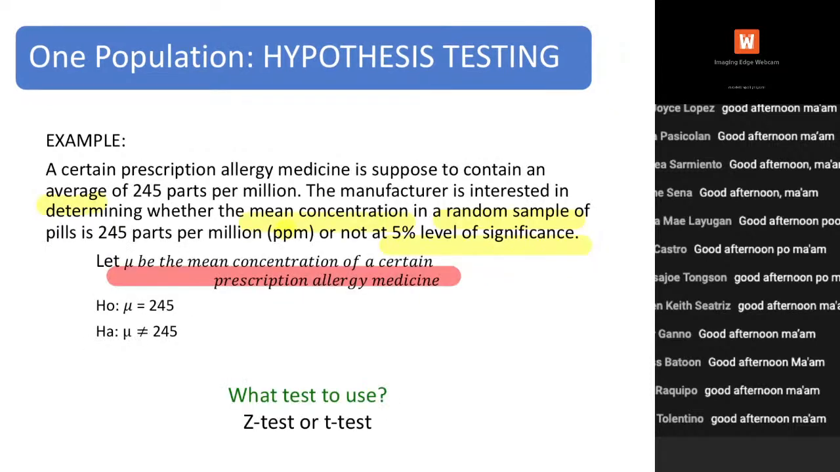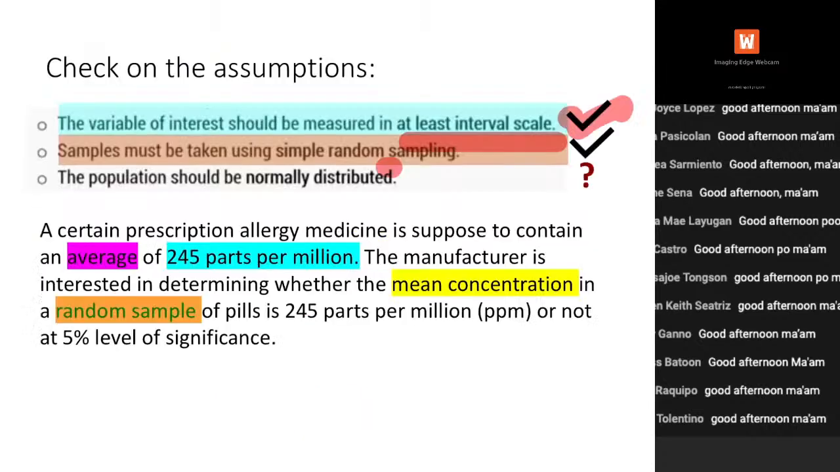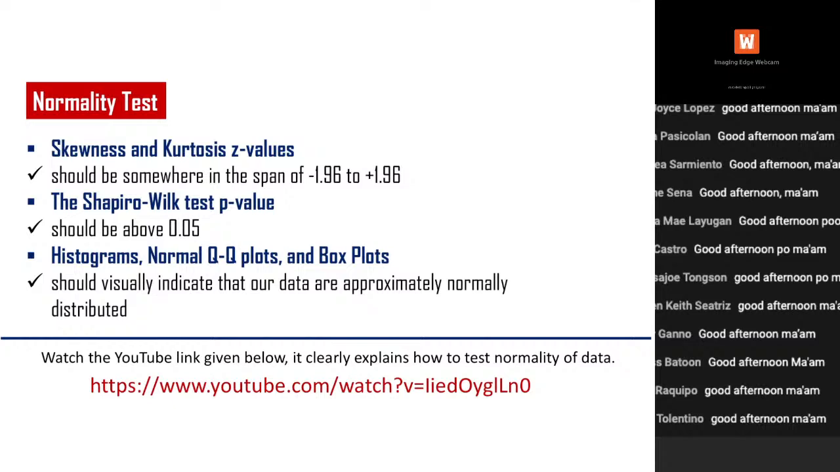How do we check? There are several ways of testing normality. Okay? This is in the previous handout, which I uploaded in VENS. Normality tests: kurtosis, skewness Z values, Shapiro-Wilk, and using the histogram. So let's test on the third assumption. Ito, we check on the third assumption muna. Normally distributed kaya? When you generate output from SPSS, you can compute the skewness and kurtosis Z values manually.